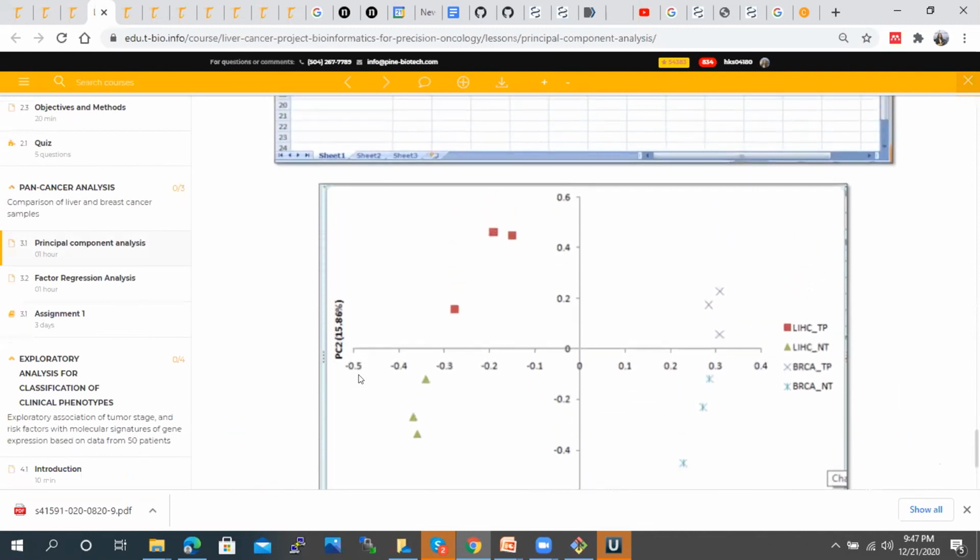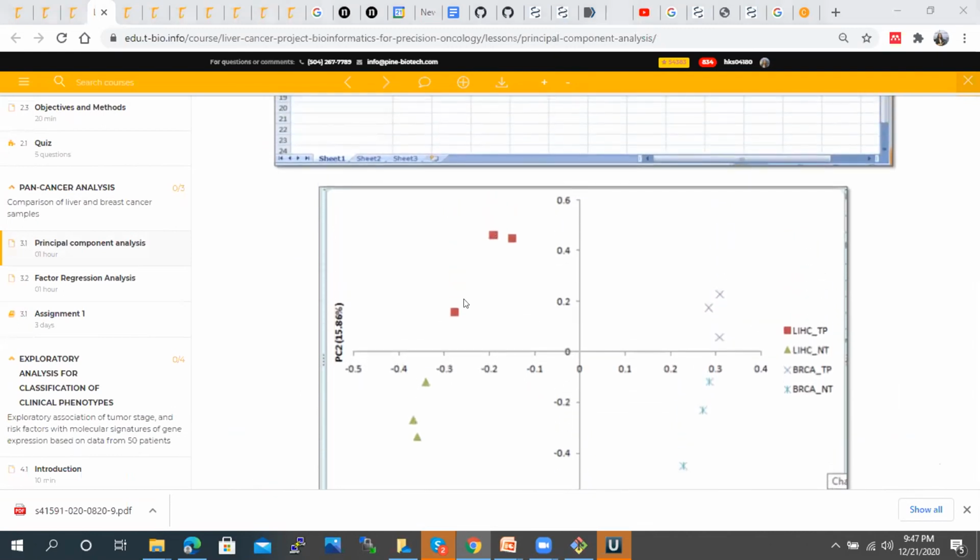So if I go to the principal component analysis, here I'm representing the results. Here we mainly have 4 types of sample. One is LIHC-TP. LIHC stands for liver hepatocellular carcinoma. As you might be familiar, liver cancer can be cholangiocarcinoma or hepatocellular carcinoma. Hepatocellular carcinoma is the primary liver cancer type. So here we are first trying to classify liver cancer primary tumor and non-tumorous samples. Then we have breast cancer samples and breast cancer non-tumorous samples.